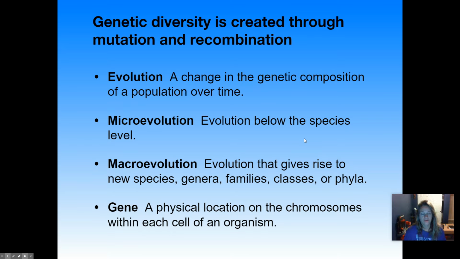Evolution, you should know this from bio, but it's just a change in the genetic composition of an organism or a population. Microevolution versus macro. Micro is on a smaller scale, so it's at the species level, whereas macro is a whole genus, a whole family, class. So micro would be one specific organism, whereas macro is like everything that's related to it. And then genes are what hold chromosomes, and chromosomes are what display genetic material.